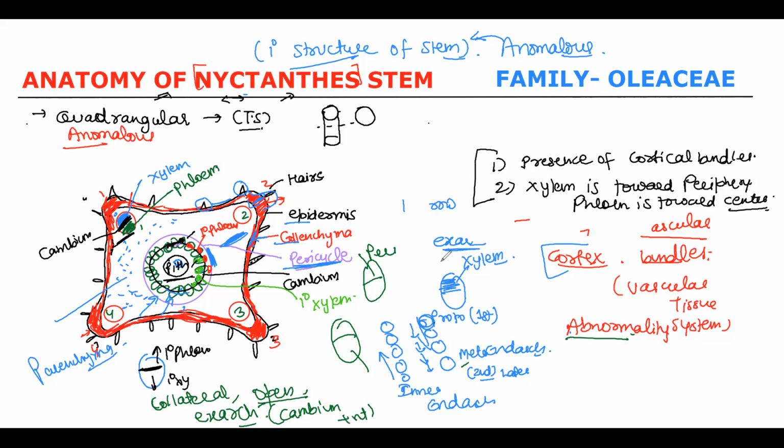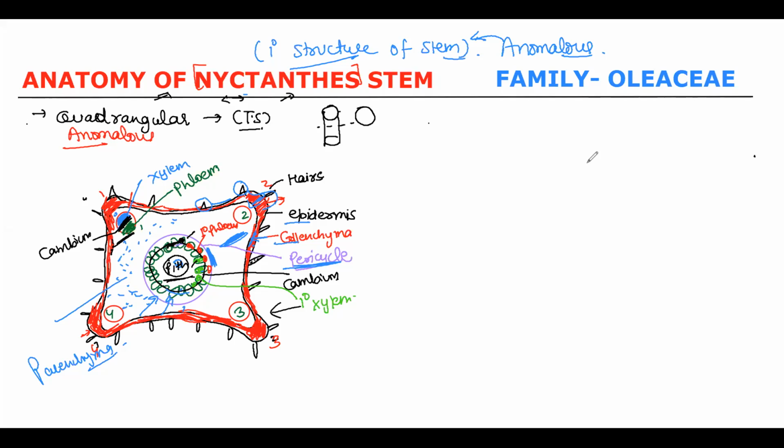Now we will look at the secondary growth pattern. This was the primary structure. So the abnormality comes in the primary structure itself. There is no abnormality in secondary growth. We will look at the secondary growth now. If we talk about the secondary growth, the secondary growth is normal. Secondary growth is not anomalous. The anomaly lies in the primary structure itself. Anomalous conditions occur only in the primary structure.